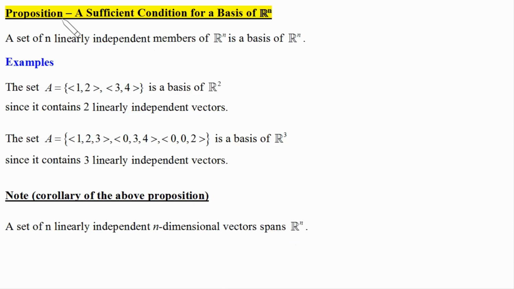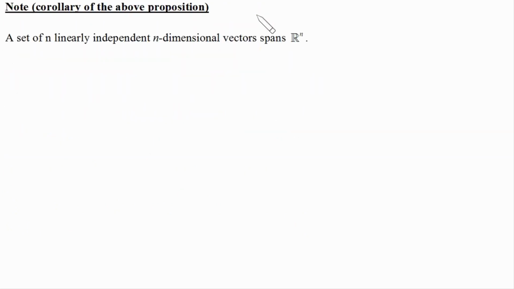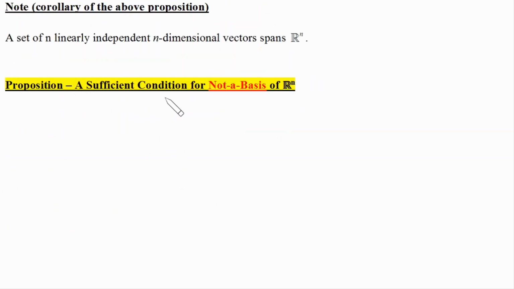There is a companion proposition to this which shows when something is not a basis of Rn, and I want to show you this. I phrased it in bad English, a sufficient condition to not be a basis of Rn. I just called it "not a basis." And that is, if I have a set of less than n, when I say n-dimensional vectors, I just mean members of Rn, it cannot be a basis.